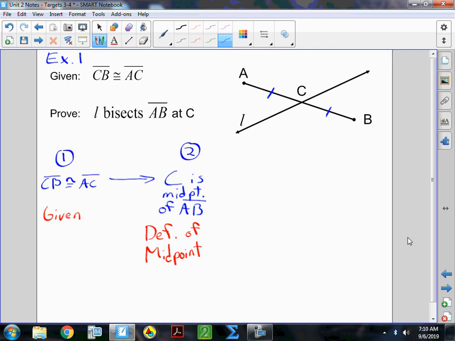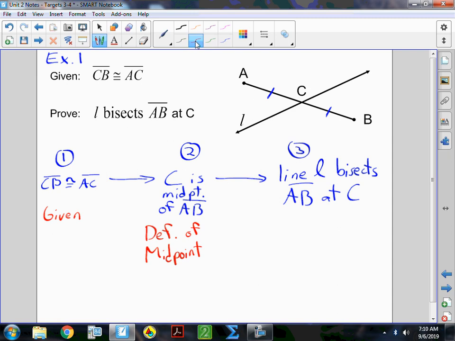So if C is a midpoint, then line L, which contains C, we can see that, bisects segment AB at point C. That's my definition of segment bisector.